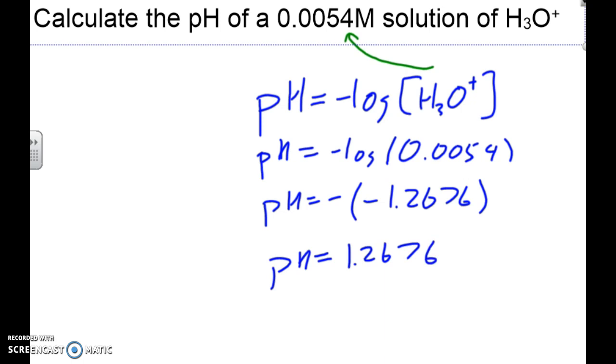Now how do I figure out how many digits here are significant? Well, if you look up here, we've got two digits here that are significant. Therefore, that tells us how many decimal points we have. So this number here is going to cause us to round up, which means that my final number with significant digits is 1.27.